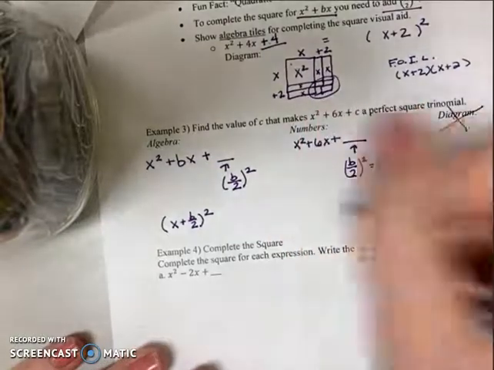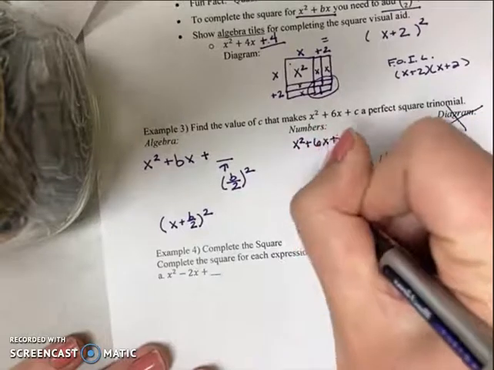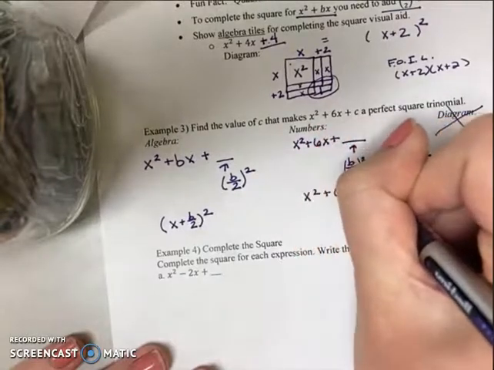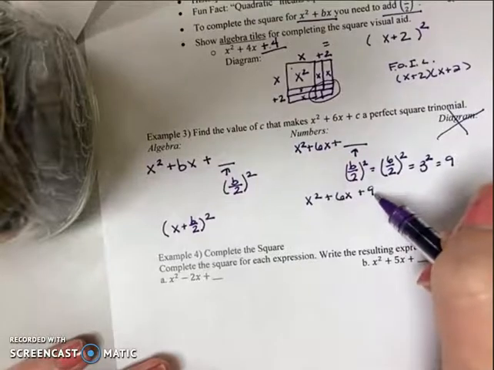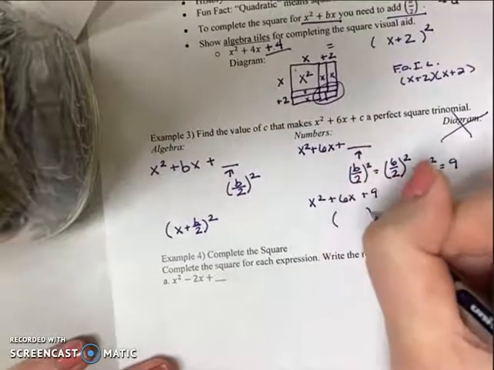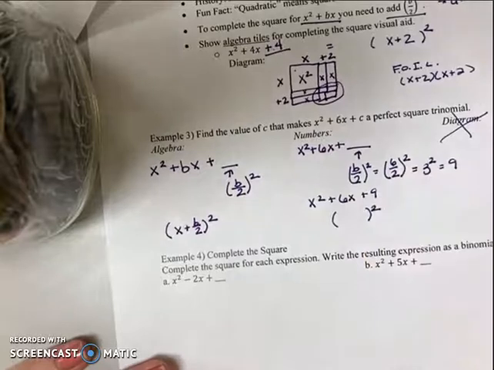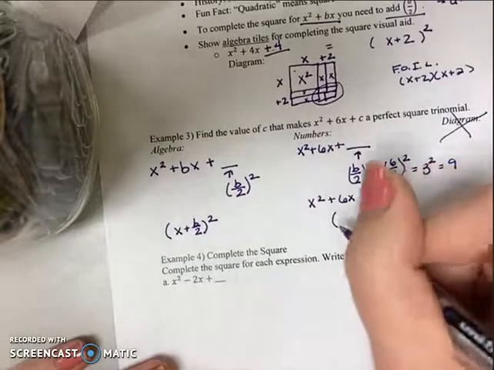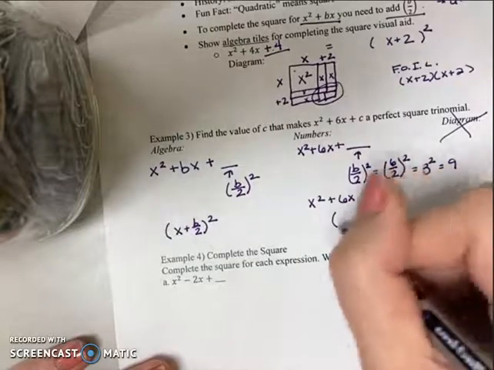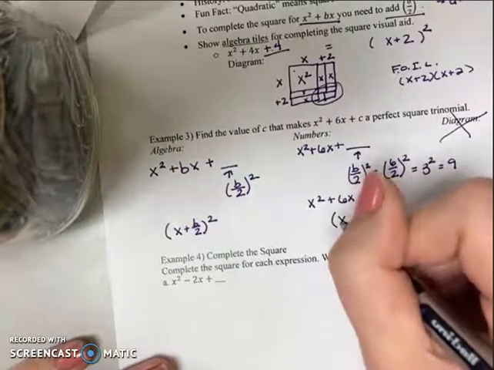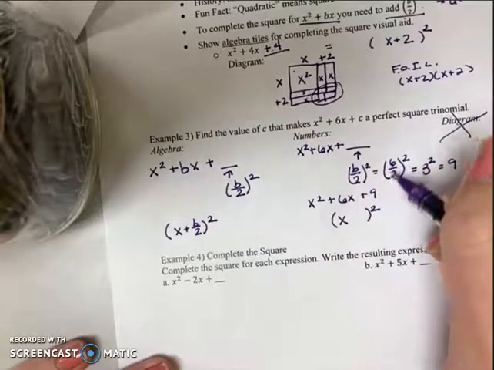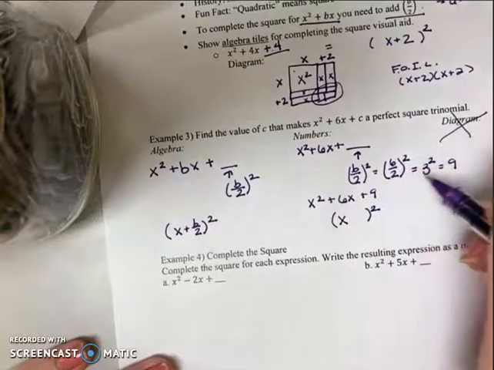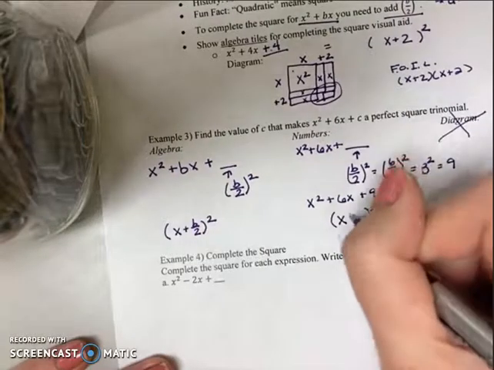So what I really have is x squared plus 6x plus 9. By adding the 9, we've made it so we can write it as a perfect square binomial. And that binomial would be x, and then whatever was inside of the parentheses up here, the b over 2. So 6 over 2 was 3, so I'll put plus 3.